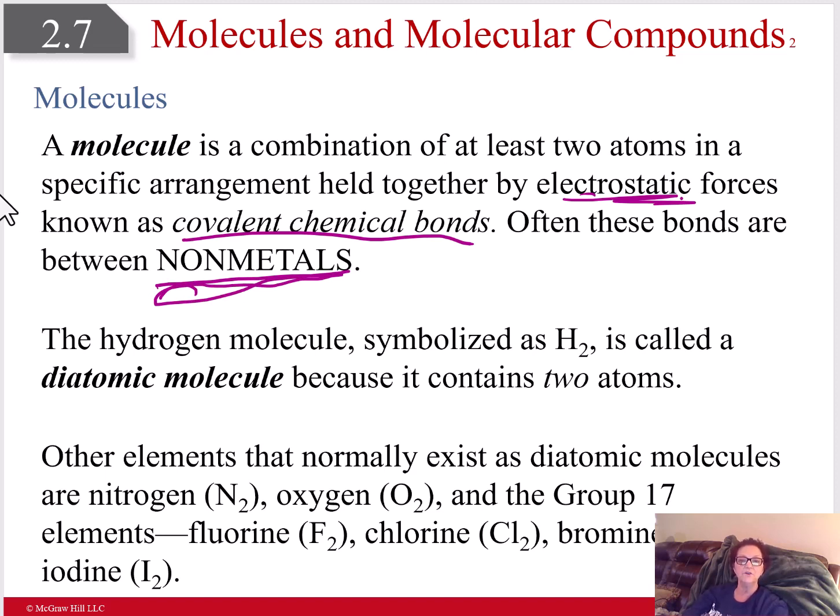Hydrogen molecule is called a diatomic molecule because it contains two atoms that are the same thing. Other elements also can occur normally as diatomic molecules: nitrogen, oxygen, and then fluorine, chlorine, bromine, and iodine gas.